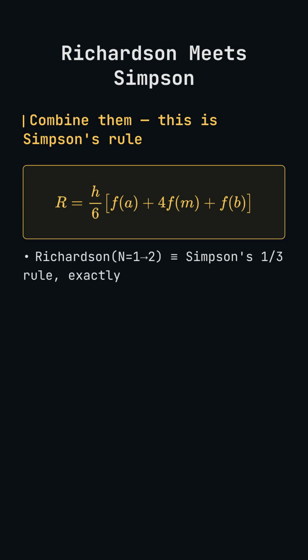So Simpson's rule isn't a separate method at all. It's what you get from applying Richardson extrapolation to the trapezoidal rule exactly once, at the smallest possible step size.